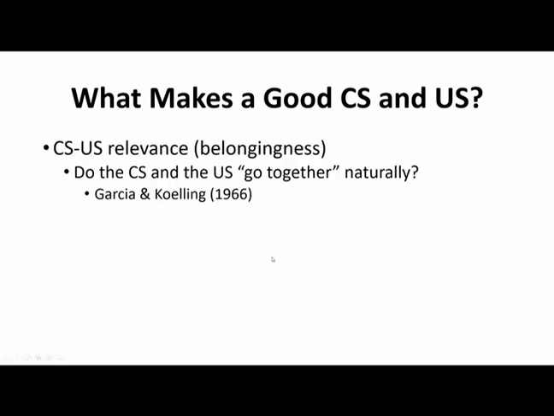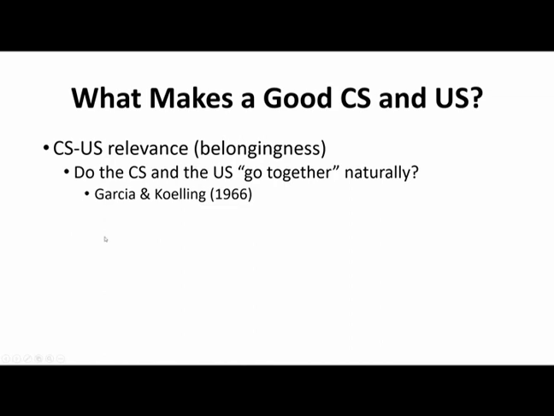Now those points have applied to the conditioned stimulus and the unconditioned stimulus when considered separately. Now we can also consider the association or relatedness between the conditioned stimulus and unconditioned stimulus together. So we can call this our CS-US relevance, or belongingness, and it's basically saying, do these two stimuli go together naturally? Is this something that we would associate together naturally? And if they match, it's a lot easier to learn an association than if they don't match.